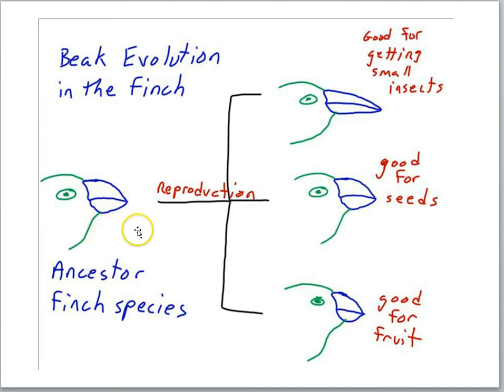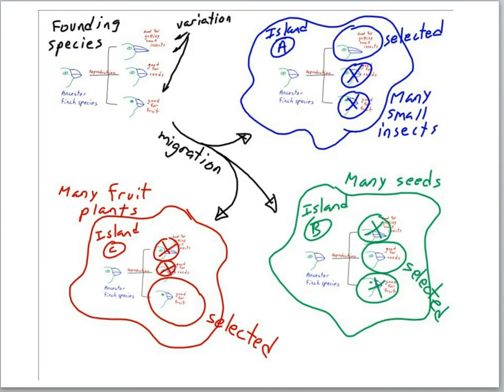But over time, with reproduction, there is produced some variation in the beaks of the finches, for example. And as those finches started to colonize different islands that had different food sources, one island might have a lot of small insects, another island seeds, another island fruits, etc. Well, individuals with beaks best suited to the food source would have an advantage in the survival game, and they would pass on those traits to their offspring.